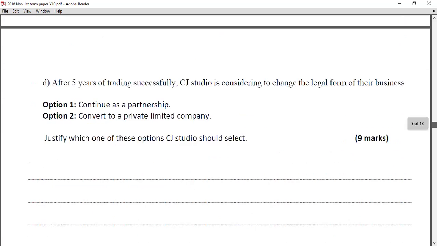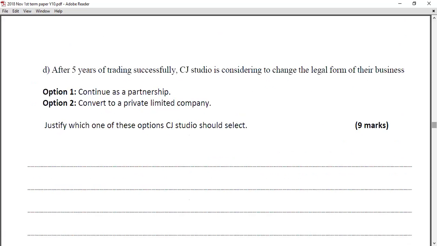Okay, the last question for the session. After 5 years trading successfully, CGS Studio is considering changing the legal form of their business. Option 1, continue as a partnership. Option 2, convert to a private limited company. So when you're writing a 9-marker question, just pick only one option and then provide 2 advantages and 2 drawbacks, 2 points for and 2 points against.